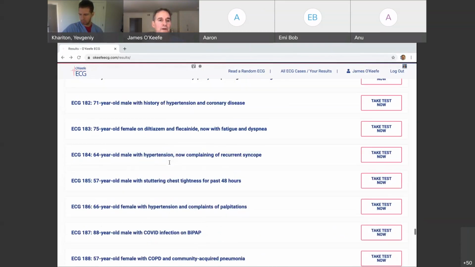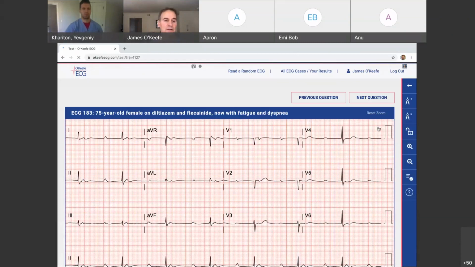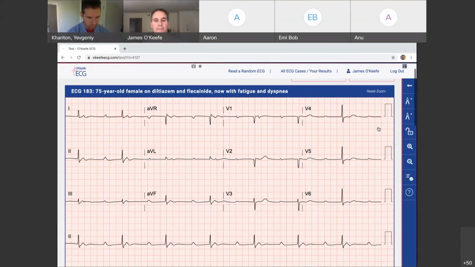So here we have a 75-year-old female on diltiazem and flecainide, now with fatigue and dyspnea. AV block, say, Mobitz type 2? Well, this is a very tricky one. Not very tricky, but you just have to scrutinize. Yeah, it is AV block.